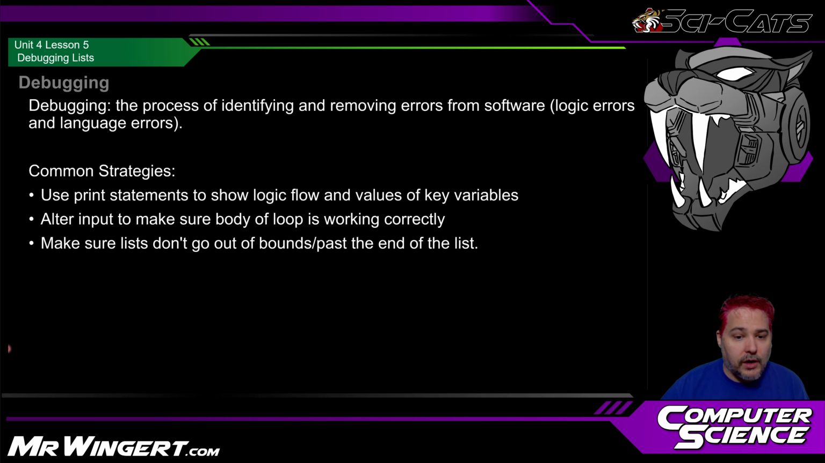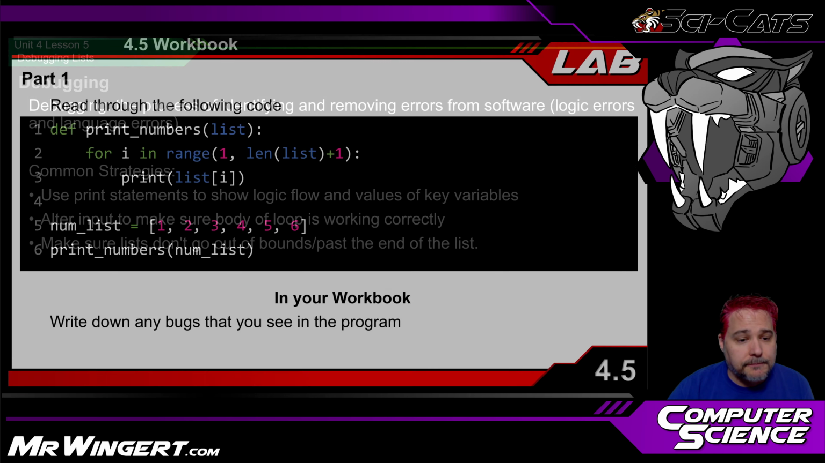Making sure lists don't go out of bounds past the end of the list. This is a common problem. So you say repeat the length of the list, and then you can't figure out why you got an error. Well, let's say you have 5 things in the list. What's the length of the list? 5. What is the 5th index of that list? Right, doesn't exist. It's an error. 0, 1, 2, 3, 4. It's only 4 things in that list. So make sure that you are properly going through your lists.